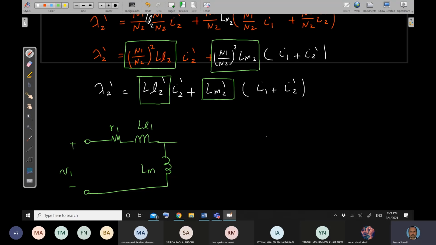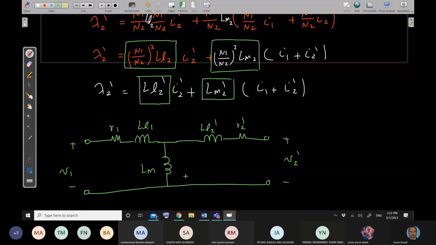And the same here. I'm having plus minus now, V2 dash. And here I will have the R2 dash. And here I'm having the L2 dash. And here a current will flow, I1, and here a current will flow, which is the I2 dash.